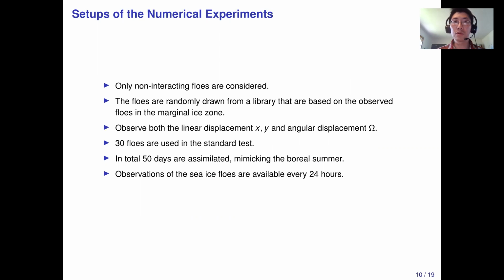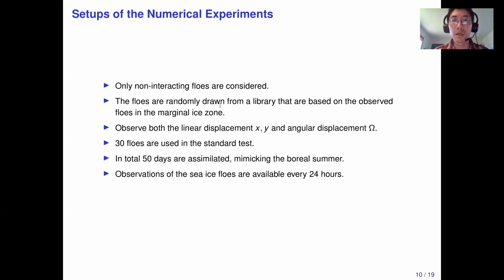Okay, so now I want to describe the data assimilation results. For the setup here, we consider only the non-interacting floes, so we don't need to worry about the complicated contact force on the modeling side. These floes are randomly drawn from a library based on the observed floes in the marginal ice zone. You may get more information from Monica or Georg's talk.